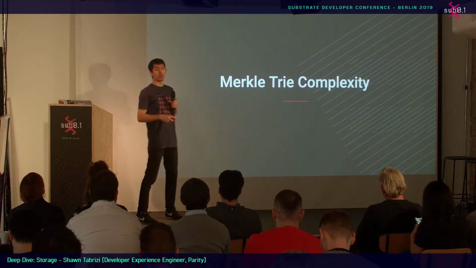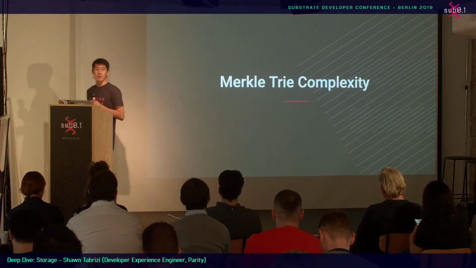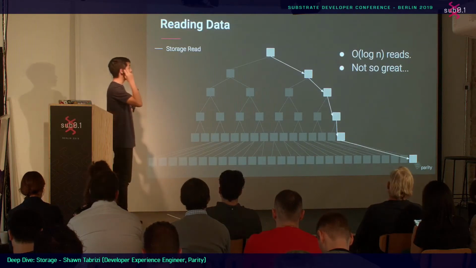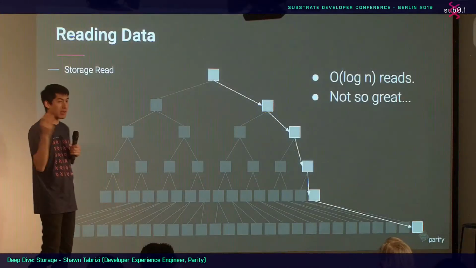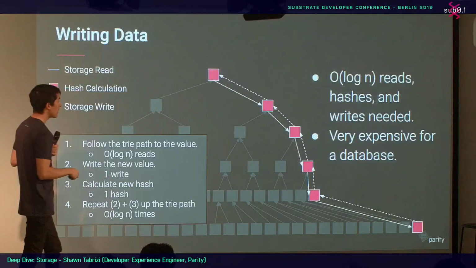So let's talk about Merkle tree complexity. This is an important part of development, something you need to keep in mind. First, reading data is not so great in a Merkle tree. It's O(log n) reads, whereas a normal database is something like O(1) reads. So this is really not so great. You need to traverse the whole path to get to your final value.